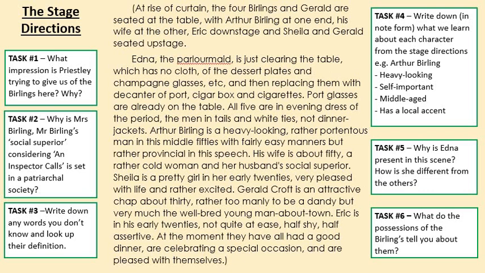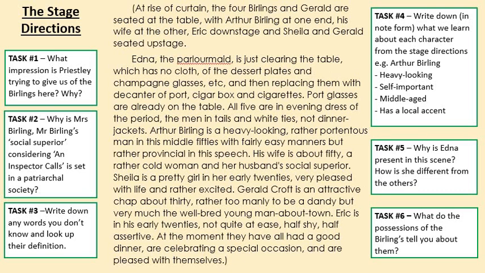At rise of curtain, the four Burlings and Gerald are seated at the table, with Arthur Burling at one end, his wife at the other, Eric downstage, and Sheila and Gerald seated upstage. Edna, the parlour maid, is just clearing the table, which has no cloth, of the dessert plates and champagne glasses, etc., and then replacing them with a decanter of port, cigar box, and cigarettes. Port glasses are already on the table. All five are in evening dress of the period, the men in tails and white ties, not dinner jackets.